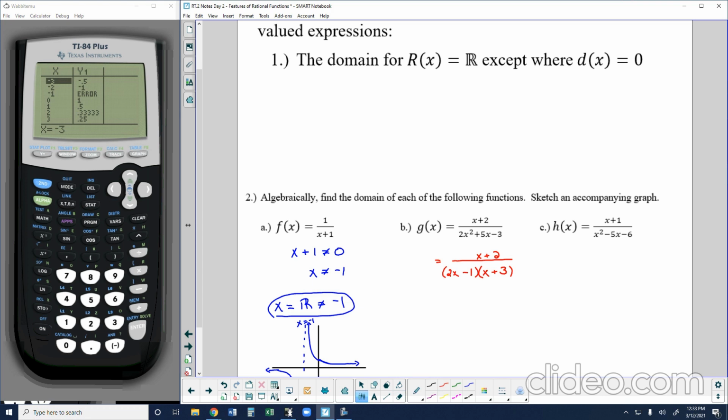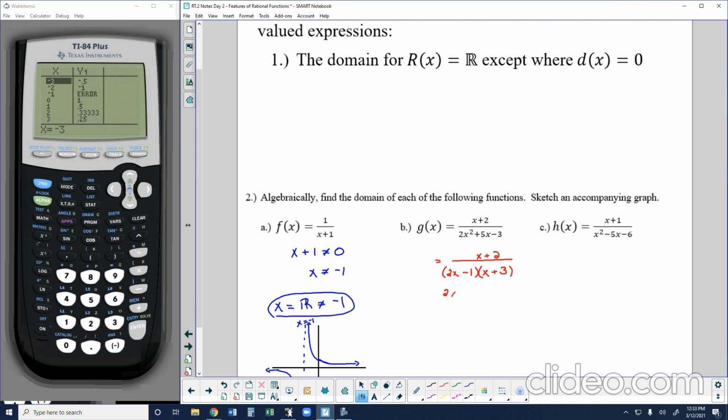This, through distribution, would give us the 5x in the middle term. So then what we can see here is once we have the factors, the domain is going to be any real number that would set either of these factors equal to 0. So if I put in a number here, let's say -3, the factor on the right would be 0, and it would multiply to the factor on the left, creating a 0 in the denominator.